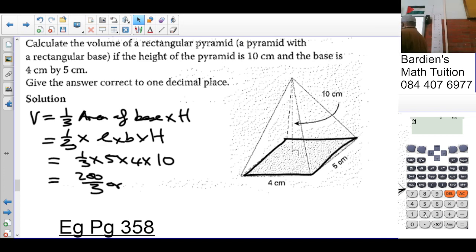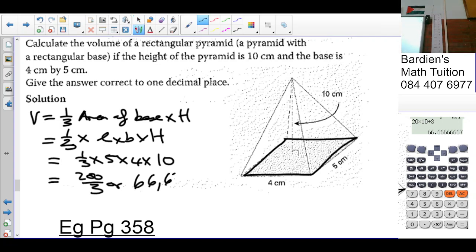So it's 20 times 10 divided by 3. 200 over 3 or 66.67 centimeters cubed. You guys understand? What if they ask us to work out the total surface area?